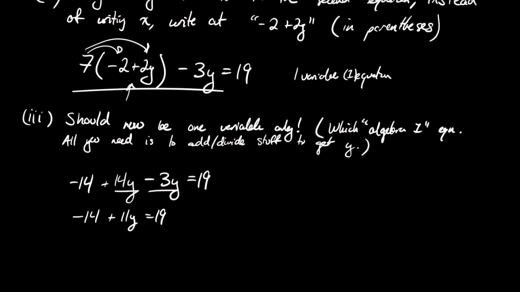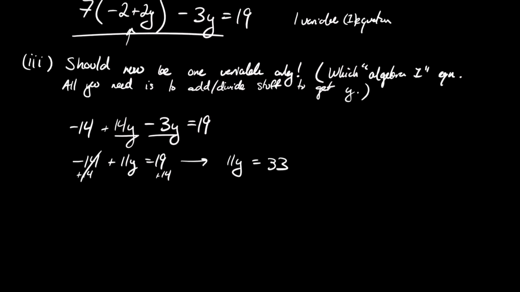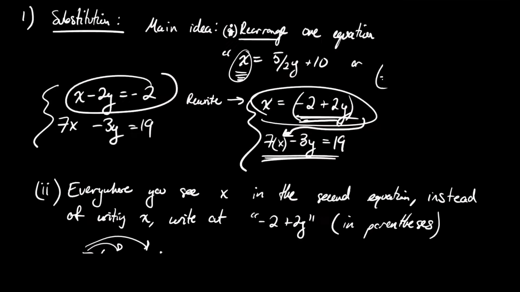Okay, our whole goal is to get y by itself, so let's add 14 to both sides, moving the 14 over to the other side. So now you have 11y equals 33. And now divide both sides by 11 to get y equals 3. Okay, perfect. We've found what y is.